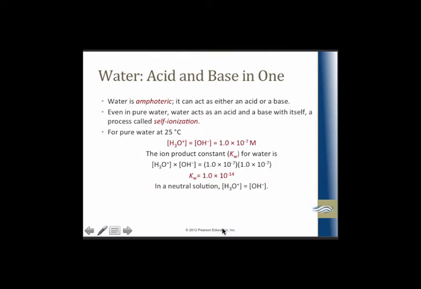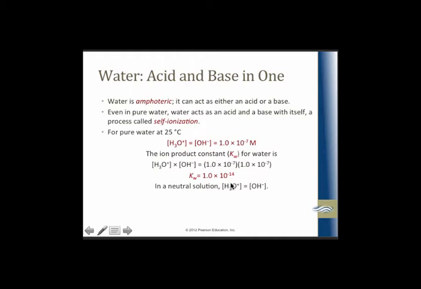Here it's stated in words, water is amphoteric, it acts as both an acid and a base. In pure water, water can self-ionize, transfer a proton from one to the other. You would have just as many H3O pluses as OH minuses, so they equal each other, and that is 10 to the minus 7th. The ion product constant for water is the H3O plus times the OH minus, which is 10 to the minus 14th.